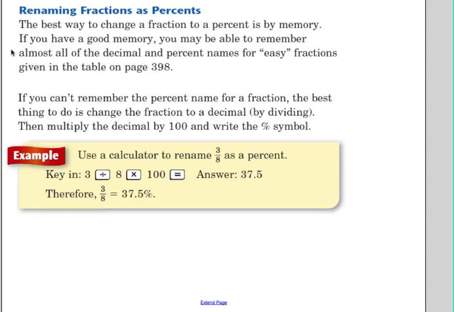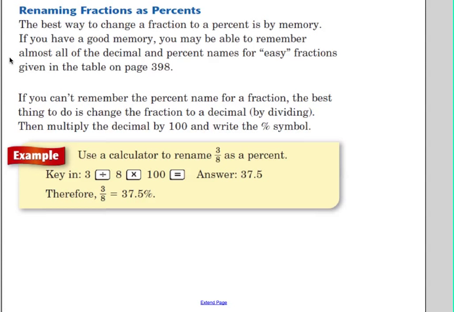Now, the best way to change a fraction to a percent is by memory. If you have a good memory, you may be able to remember almost all of the decimal and percent names for easy fractions given in the table on page 398. That's page 398 of your student reference book.